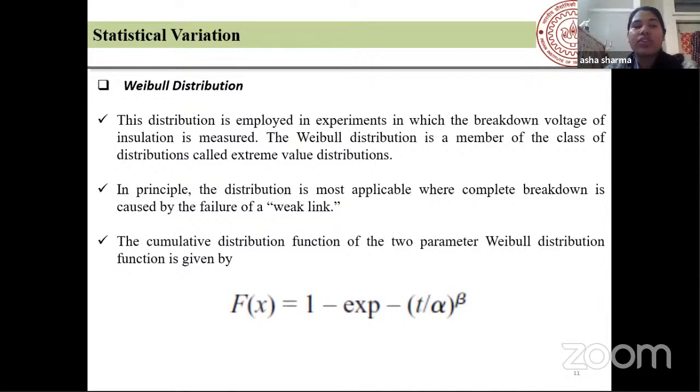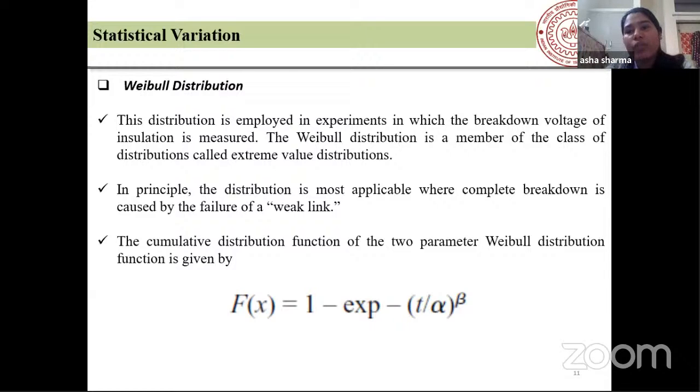Next comes the Weibull distribution. It's a very common type of distribution. It is employed in experiments in which the breakdown voltage of insulation is measured, and it is called the weak link phenomenon. Actually, it doesn't represent the health of the complete insulation.